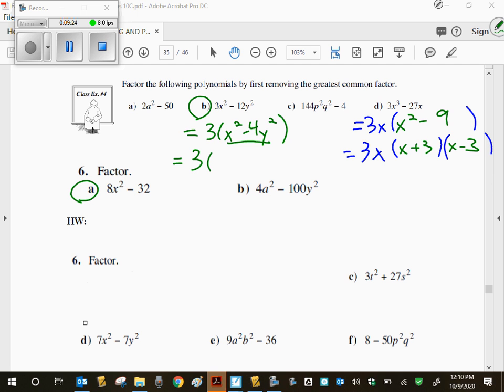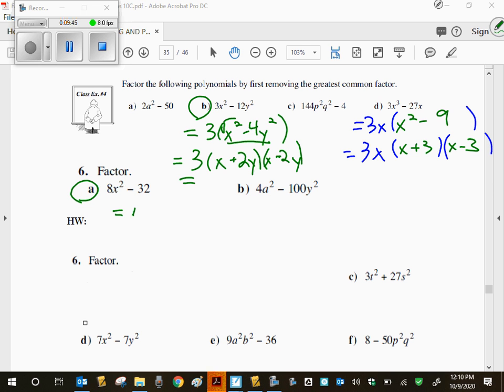Square root, square root. 1 addition, 1 subtraction. Square root of x squared is x. Square root of 4 is 2. Square root of y squared is y. And 1 addition, 1 subtraction. Don't forget to put the 3 down for full marks. Check. Thumbs up, lots of thumbs up, right on.